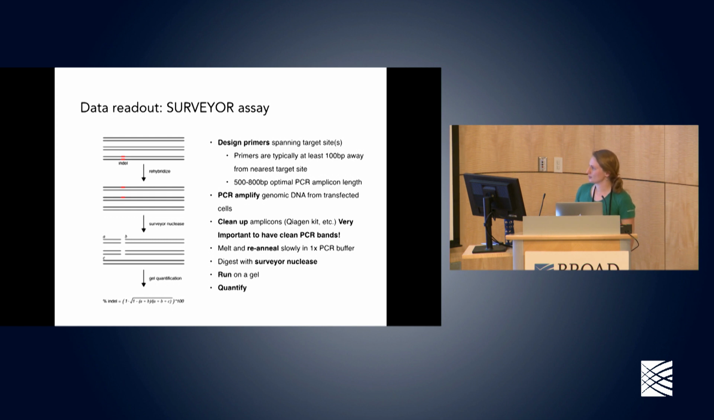Next, you want to melt and re-anneal the DNA in some buffer. When you rehybridize, the DNA with the indel can rehybridize randomly with other genomic sequences. This creates bulges in the DNA. These bulges are recognized by the Surveyor nuclease and cut, as shown here. You then run these fragments on a gel and can quantify using this formula.